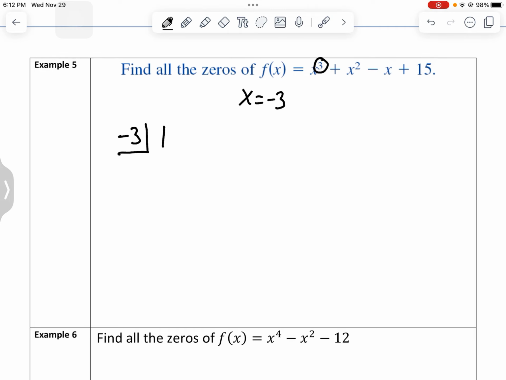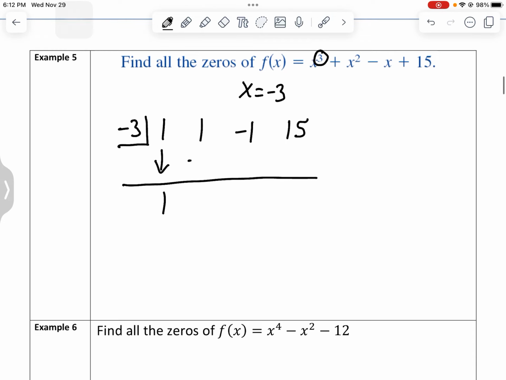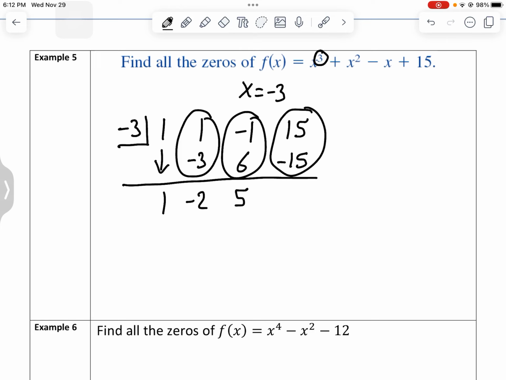So we're going to have 1, 1, -1, and 15. So let's go ahead and break this down. We would multiply, we'd get -3, add to give us -2, multiply to give us 6, add to give 5, and -3 times 5 is -15. Okay, if we didn't get 0 at the end, something went wrong. So that means x equals -3 was a solution, so that's 1 of 3.